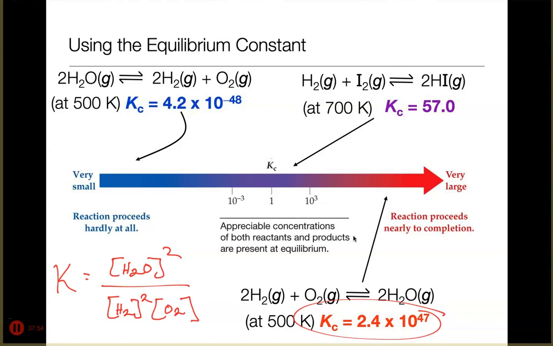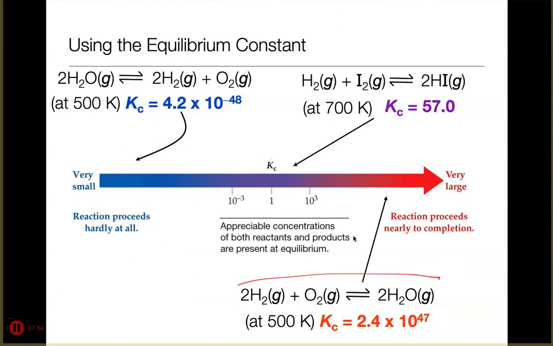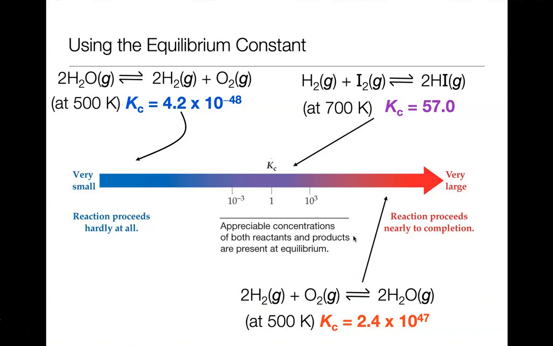Except now my K is really bigger than 1. That means my numerator is much bigger than my denominator. My numerator in this case happens to be products, which is water. This should also make sense because if we take a look at the reaction, this is the combustion of hydrogen gas. We expect that to be favorable. We've seen that reaction, probably not in real life. Well, we might have. But that's like the definition of combustion. It's definitely going to favor products, and that's what you'd expect.